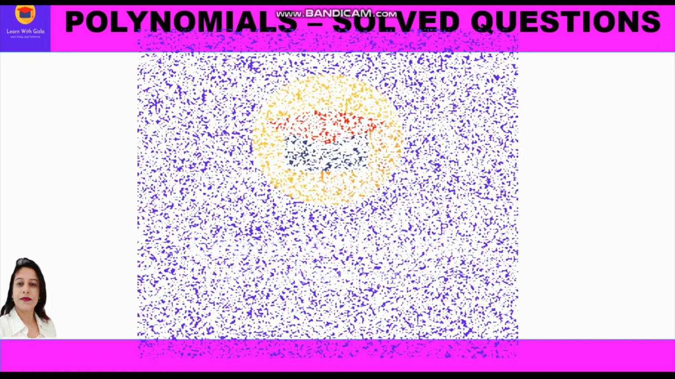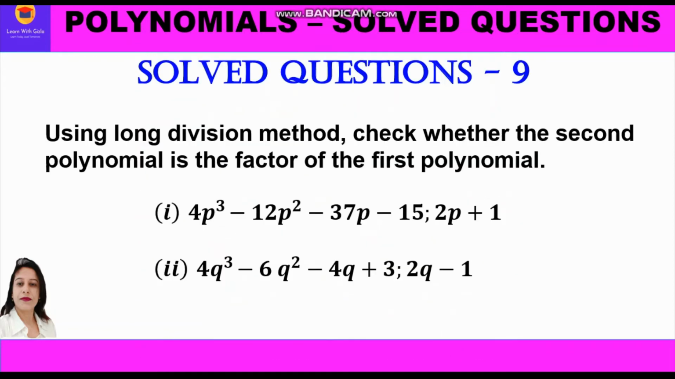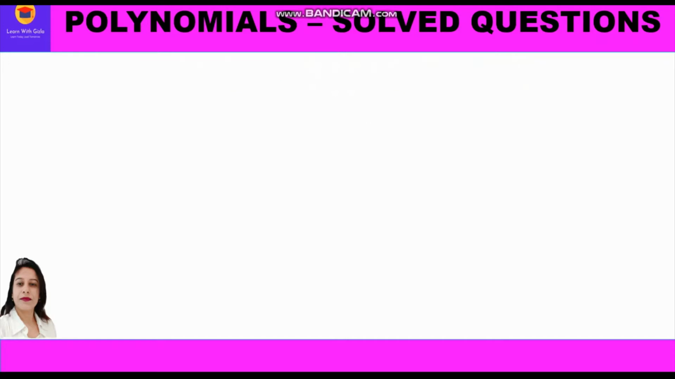In this video of polynomials, we are going to check whether the divisor is the factor of the dividend. So the question is, using long division method, check whether the second polynomial is the factor of the first polynomial. Now in these two questions which we are going to take up in this video, the first is the dividend and the second is the divisor, and we have to use long division method to check whether the second polynomial is factor of first polynomial.